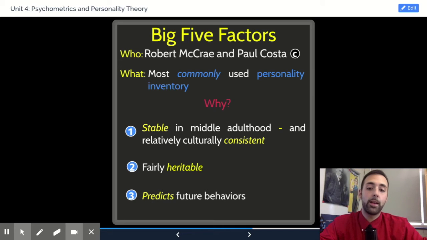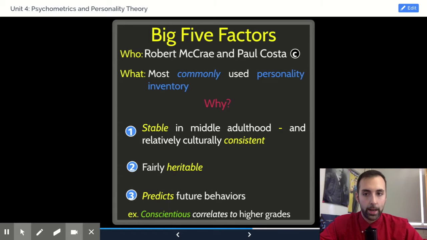The final one is that this does a decent job predicting future behaviors. One of the ones that we're going to talk about in just a moment is called conscientiousness, which is a term that we use to describe people who are really disciplined, really organized, maintain a good schedule, great at planning. Well, individuals who score high on the conscientiousness scale tend to earn better grades. So in addition to being stable, in addition to indicating some degree of heritability, the big 5 factors also do a great job predicting future behaviors through some of those types of correlations. But we'll talk about the big 5.